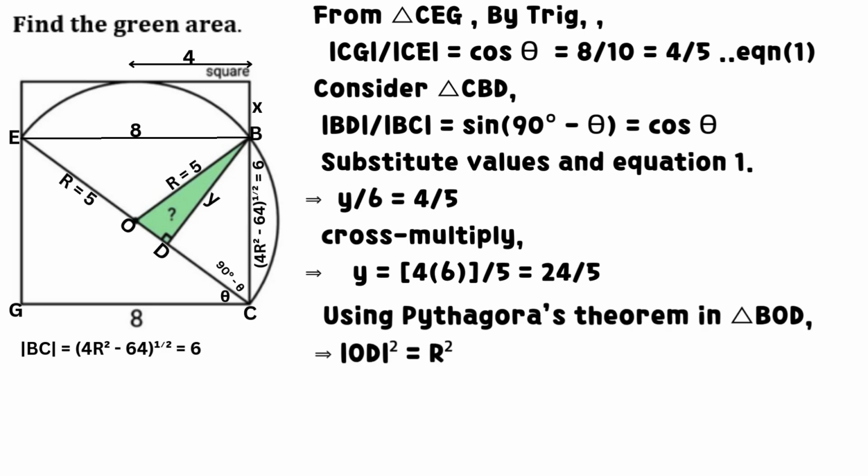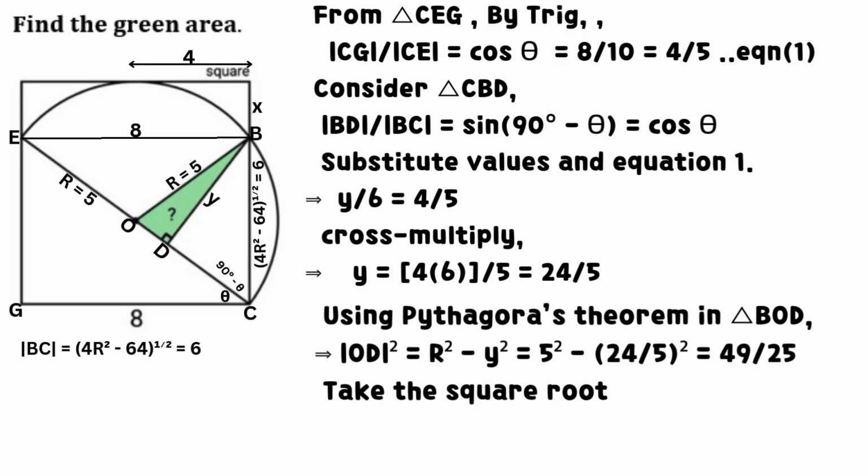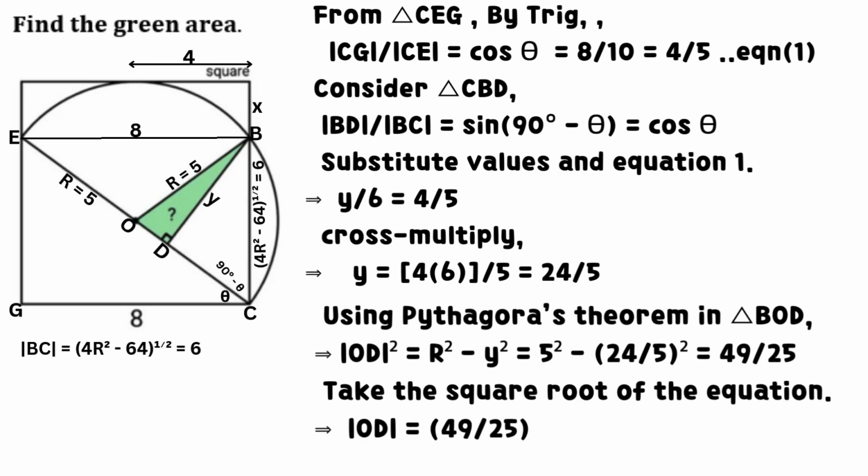Using Pythagoras' theorem in triangle BOD, the square of line OD equals the square of R minus the square of Y, which equals the square of 5 minus the square of 24 divided by 5, which equals 49 divided by 25. Take the square root of the equation. It implies that line OD equals the square root of 49 divided by 25, which equals 7 divided by 5.